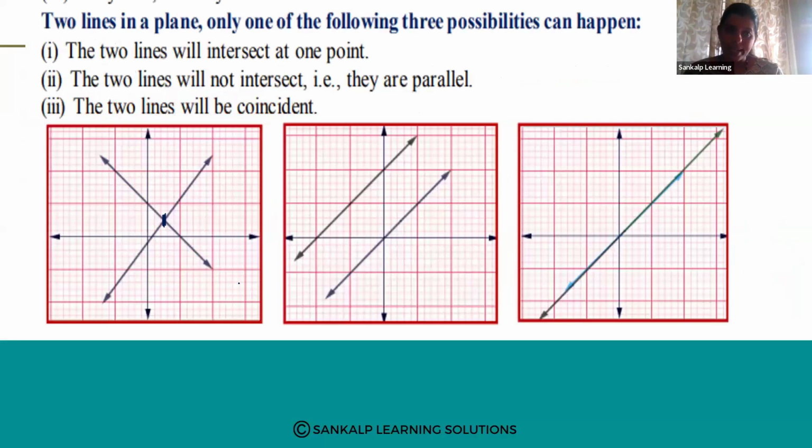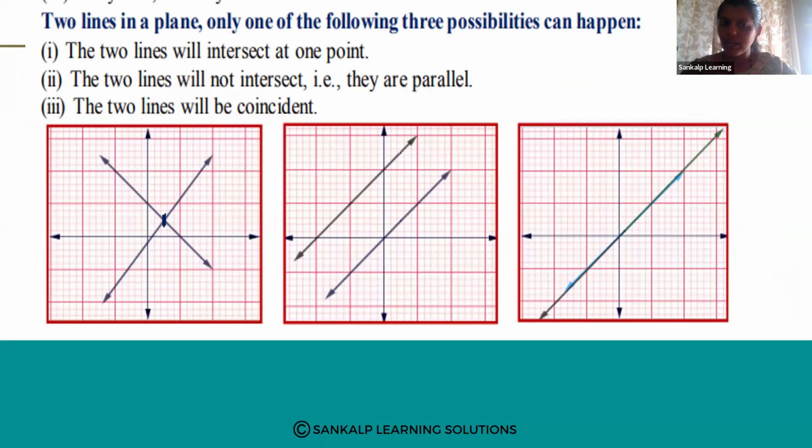Next, when two lines are in a plane, only one of the following three possibilities can happen. Now, in a pair of linear equations in two variables, we are getting two solutions. That is, one is for x and another one is for y. And if two equations are there, then we are getting two solutions.